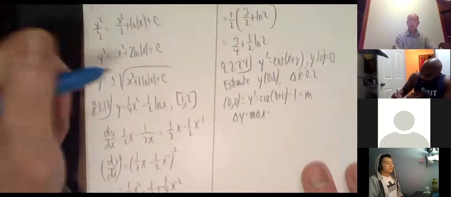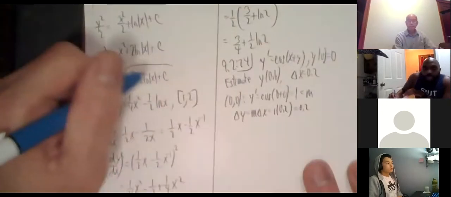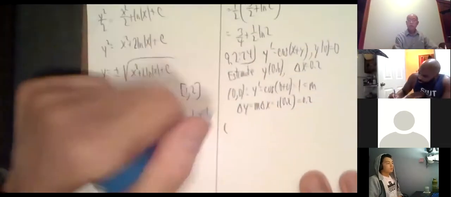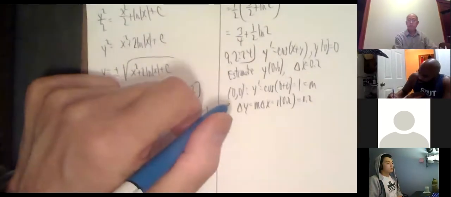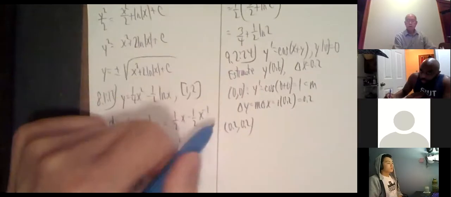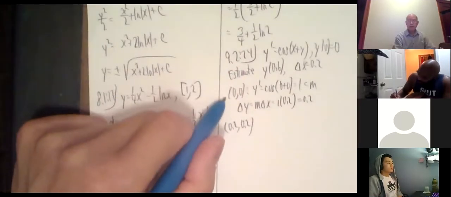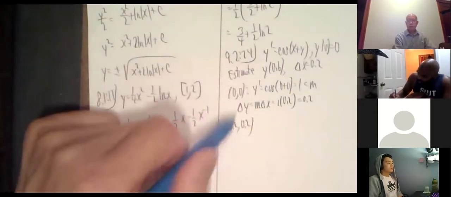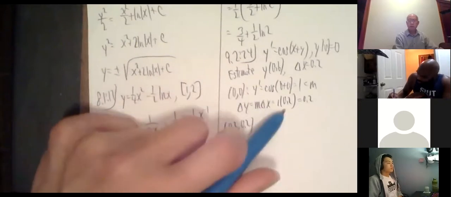So m, delta y equals m delta x, which is 1 times 0.2, which is 0.2. So my new point is 0.2, 0.2. The new x is the old x plus delta x, 0.2. The new y is the old y, 0, plus delta y.